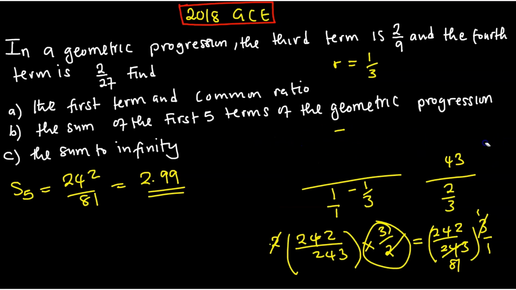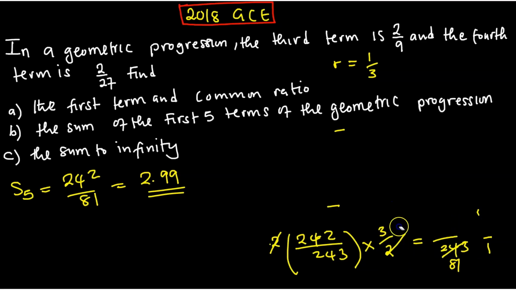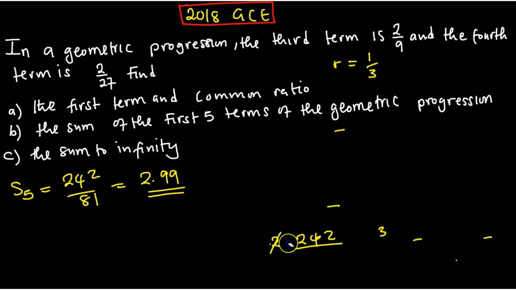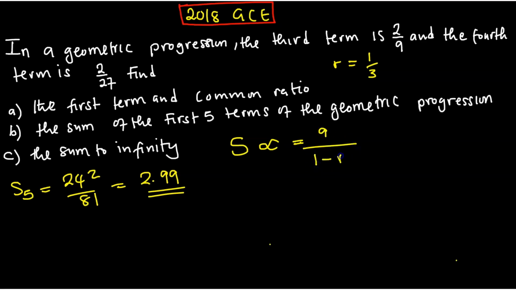What about the last one, the sum to infinity? So the question is find the sum to infinity. The sum to infinity is represented as this. This is the symbol for infinity, please, though it's quite difficult to draw. Something like that. So that is a over 1 minus r. That is the formula. a is the first term. We found it to be 2. You can't calculate the sum to infinity without the first term, so you need to find it if you are not given.